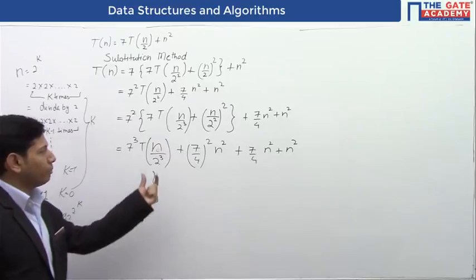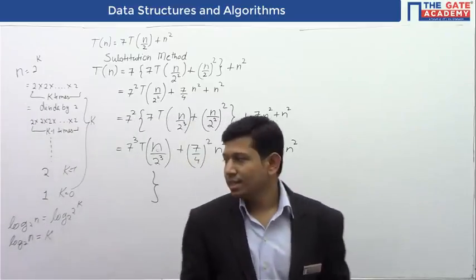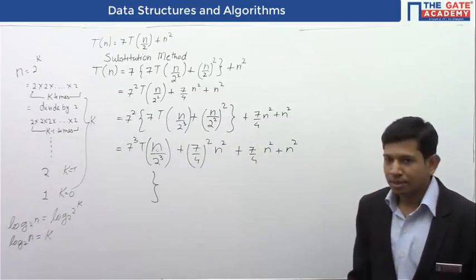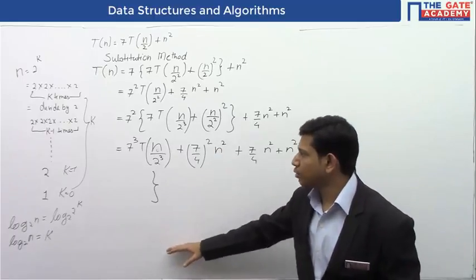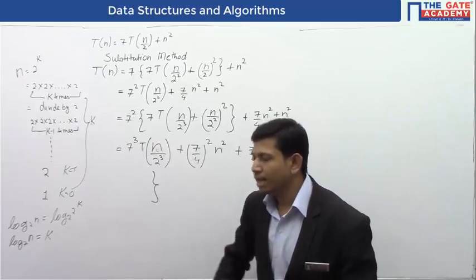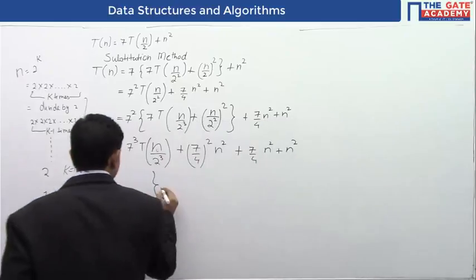Similarly, here we are dividing by 2 and so on until here also n becomes 1. So what will be the value of k? Here also we are dividing by 2. Here also we want n to become 1. So here also k will be log n base 2.